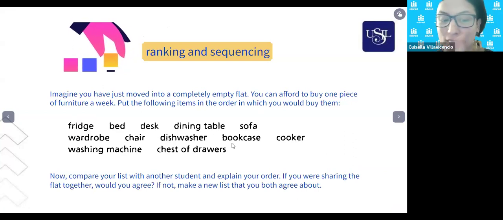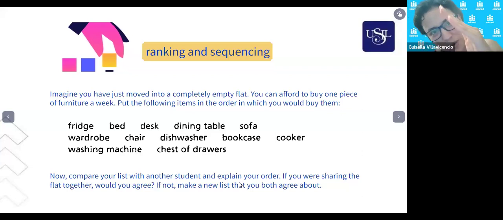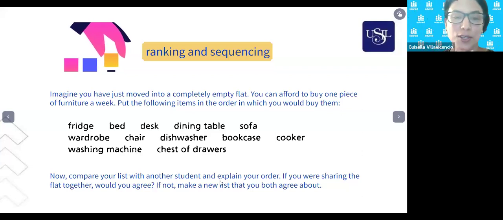But not only that, it says compare your list with another student and explain your order. So this activity that is passive, that is receptive, becomes productive because you have to explain. So when the students have to explain, they have to speak and they are going to produce language. And this is what we want in our students, right? Not only receptive: circle, match, organize, drag and drop. No, we want them to produce. So we have to go like this, up, up, up. So this activity, explanation, is a productive activity. And this is what we want.